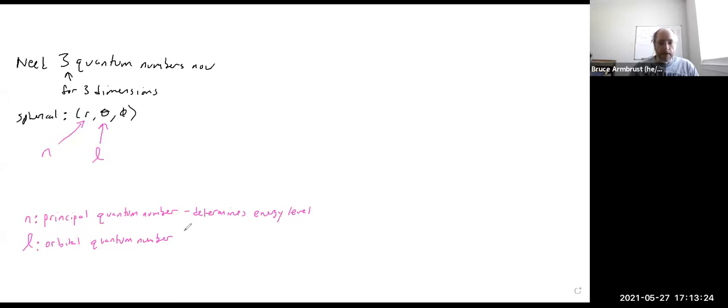The book, if you look at the book, they call it the angular momentum orbital quantum number. And I think the reason they do that is because it really highlights what it affects. It affects the angular momentum. So n determines your energy level. L is going to determine your orbital angular momentum. So the big L, right? It's going to affect the big L.